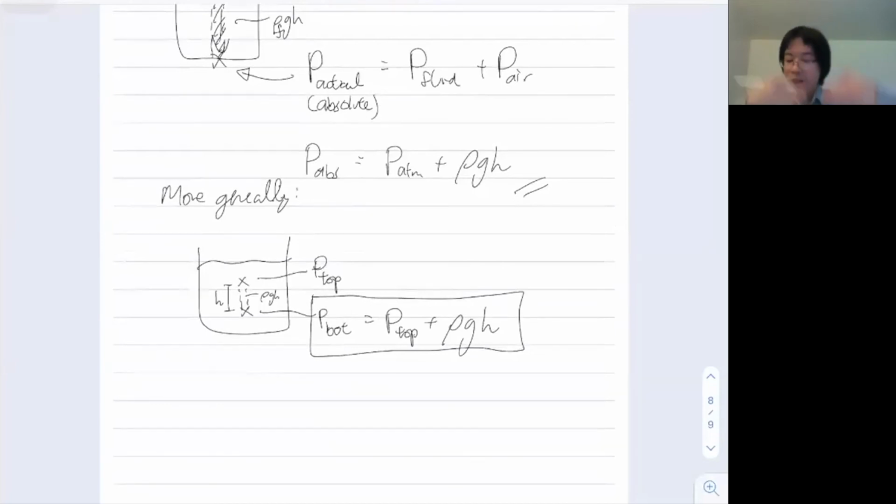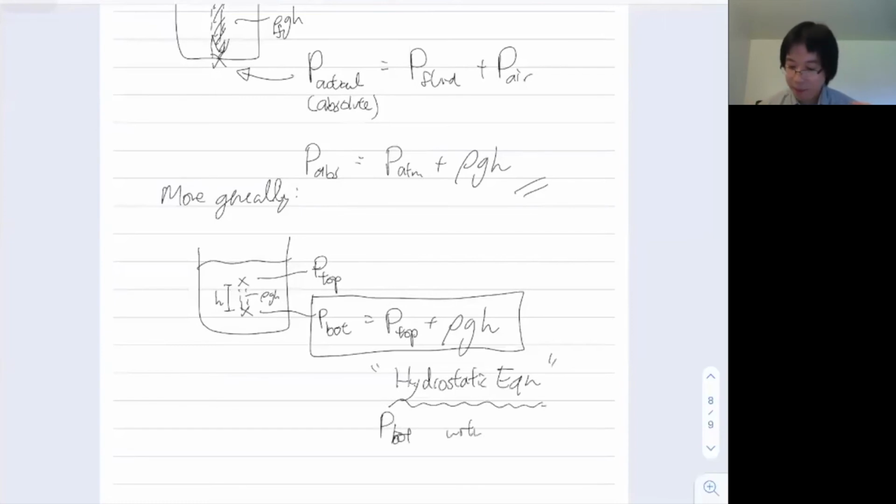This formula, bottom equals top plus rho g h, is so useful. There's a name for it. It's called the hydrostatic equation. Hydro, water; static, at rest. So what does the hydrostatic equation do? It's linking P bottom with P top. It's comparing the pressure at two different points with some liquid in between. But understand this is the pressure due to the fluid in the middle.